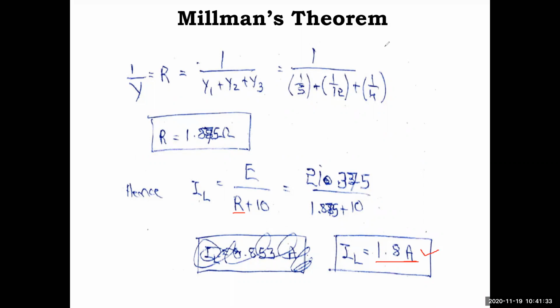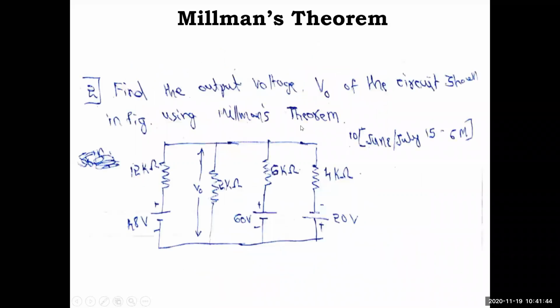Okay, so just to make the concept strong, we'll take another resistive network. Okay, now you try it yourselves. Okay, pause the video and you can try. Okay, and then you can verify so that your confidence will improve. Note down: find the output voltage V naught of the circuit shown in the figure using Millman's theorem.